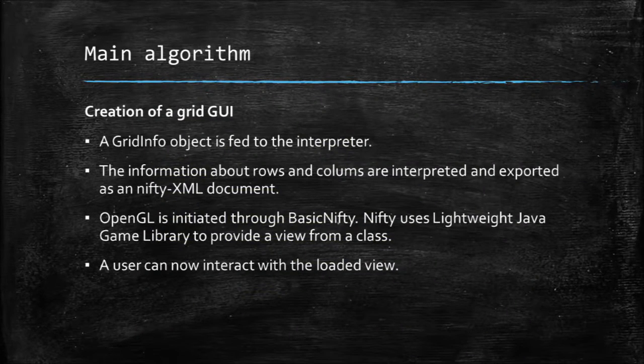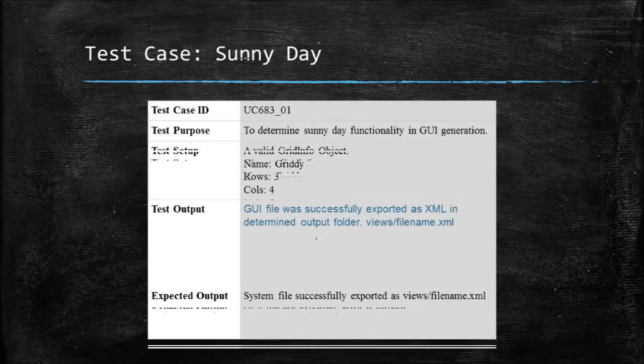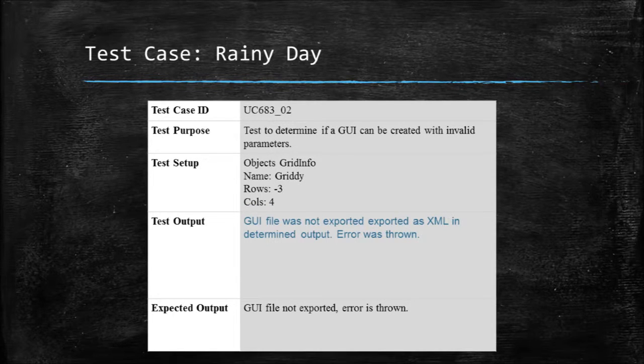Now, as I said before, one of the most important use cases is the ability to create custom UI. To explain how it works, Lightweight Java Game Library uses OpenGL. Nifty uses Lightweight Java Game Library and creates a UI from an XML file. Now that we know this, we can test the creation of a valid grid info object, which, as you can see here, runs just as expected, creating our UI. Now, how about something broken? Let's say grid info that has a negative value for either a row or a column. This, of course, cannot be drawn, and it throws an error.